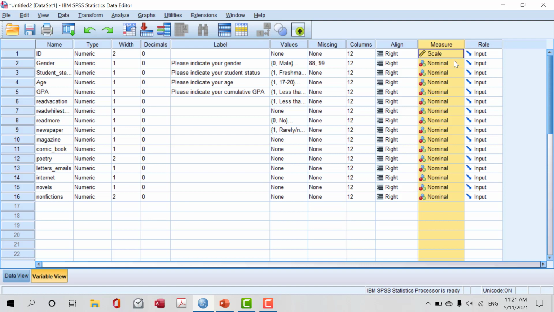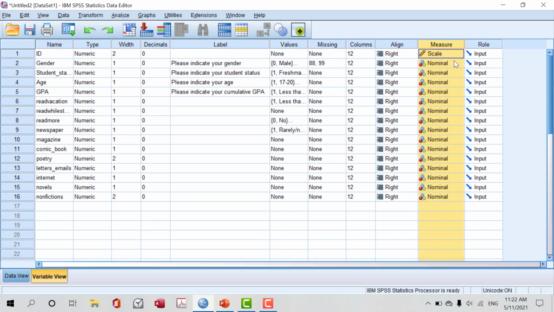For SPSS, measure refers to nominal scale, ordinal scale, interval scale, and ratio scale. The four units of measurement, okay? They can be called units of measurement, or the four scales, and they are very, very important, in particular in the field of social sciences.